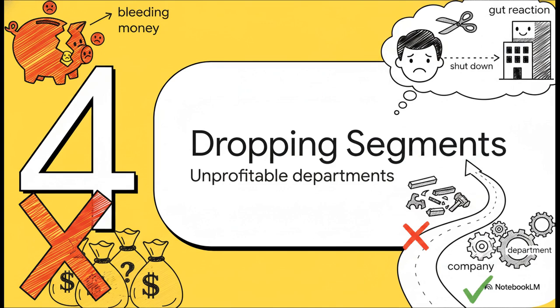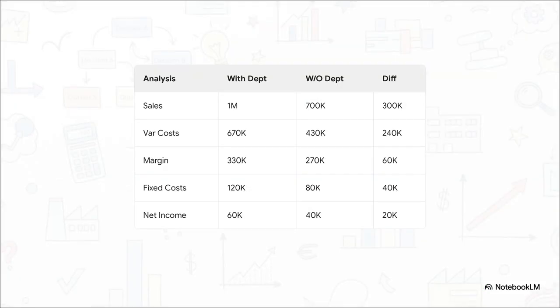Section 4. Dropping unprofitable segments. Next up is a really painful dilemma. Sometimes a department looks like it's just bleeding money and your immediate gut reaction is to shut it down. But as we're learning, the gut reaction is often wrong. Now, what's really interesting about this differential analysis is how it completely exposes the trap of fixed costs. On paper, Department AG looks like a total loser, but look closely at the comparison of the whole company with Dept AG versus without it.